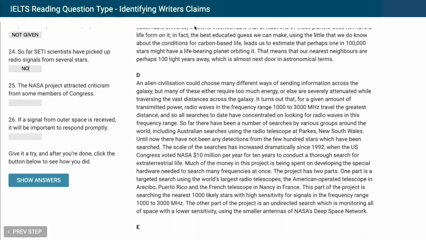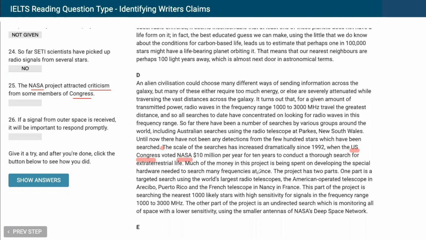Let's go to number 25 and just refresh our memories with our keywords. We had NASA, criticism, Congress, and of course this absolute word some, which is something we'll have to keep in mind. So again, I'm going to stick right around here because I just found the answer to number 24. So I'm going to continue searching for these keywords, and I already see NASA and US Congress. So let's go ahead and start skimming. It says the scale of the searches has increased dramatically since 1992 when the US Congress voted NASA $10 million per year for 10 years to conduct a thorough search for extraterrestrial life.